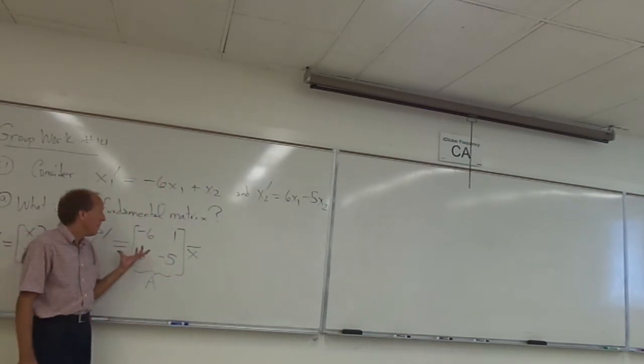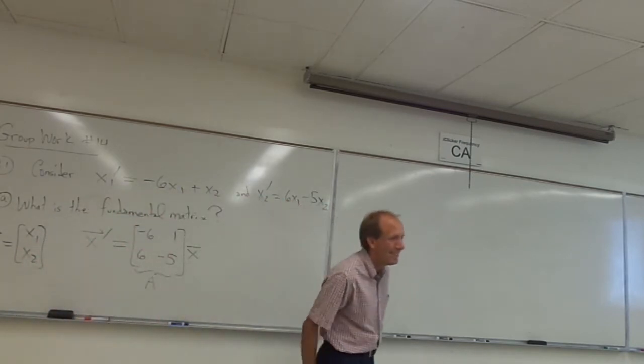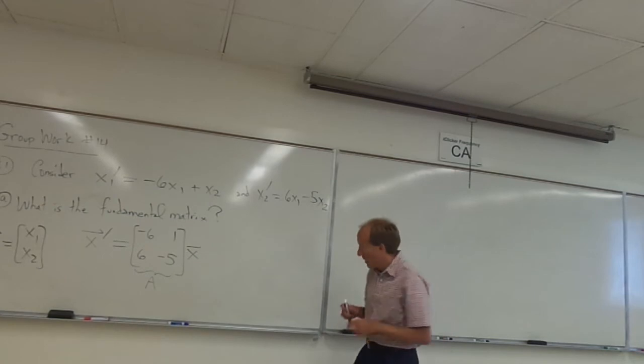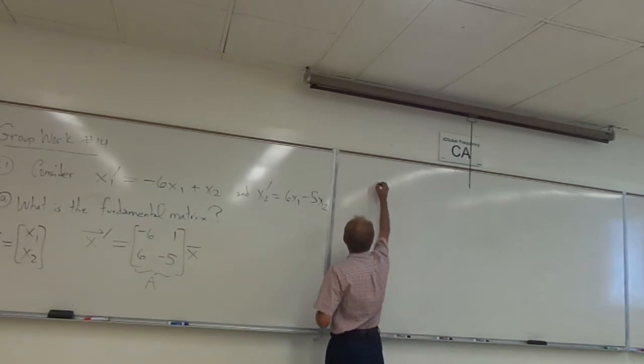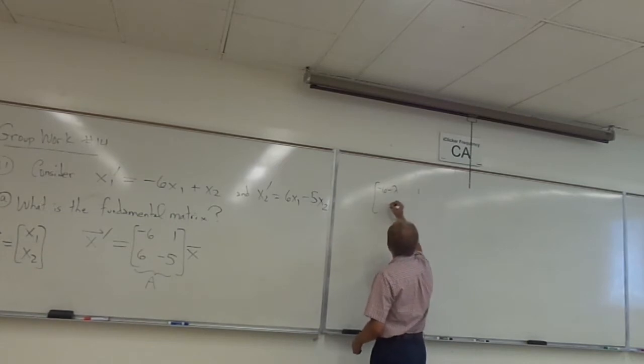Okay, so this is pretty fresh in our minds because we've done it recently, so let's do it kind of quickly. If I have a system like this, what's the first thing I want to do? A minus lambda I. Okay, so take A minus lambda I, so that would be negative 6 minus lambda, 1, 6, and minus 5 minus lambda.